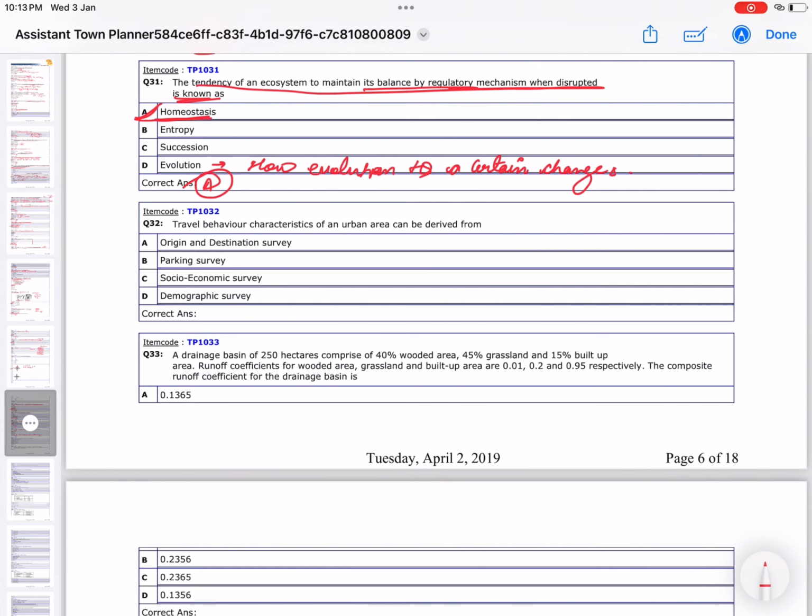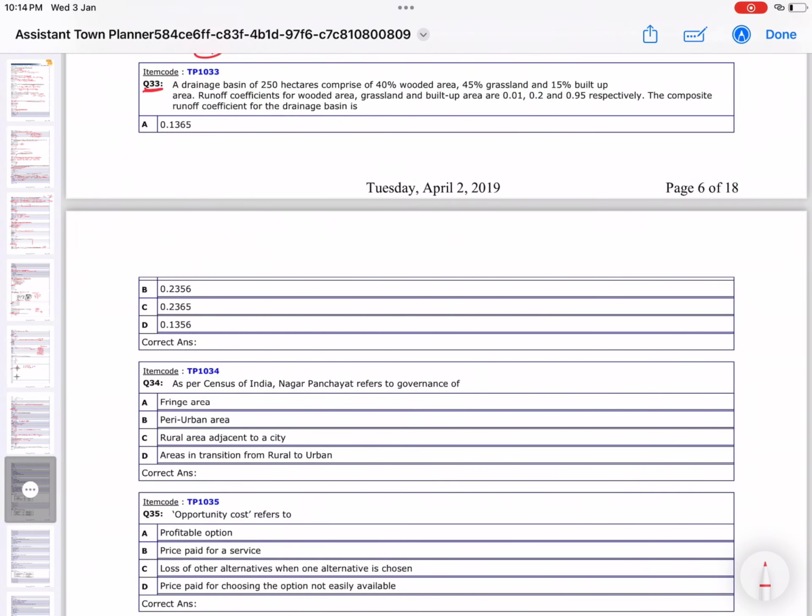Question number 32. The travel behavior characteristics of an urban area can be derived from the origin and destination survey, also known as OD survey. Question number 33. A drainage basin of 250 hectare is given. It is composed of 20% wooded area.